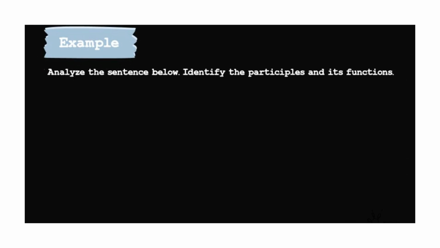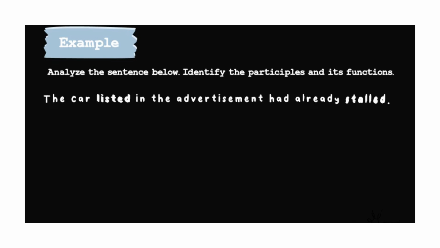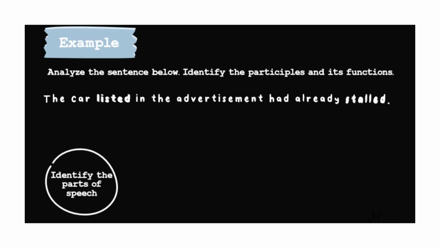So here are the examples for you. Analyze the sentence below. Identify the participles and their functions. So here is the sentence. The car listed in the advertisement had already stalled. So first, identify the parts of speech. The car here is the subject and it is a noun.